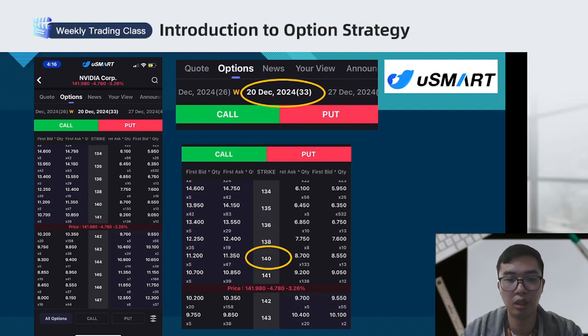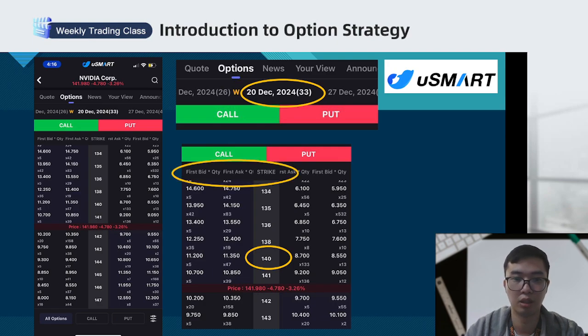So here we choose the 140 strike price, and above there you can see the first bid quantity and first ask quantity. So what is bid? Bid usually is a price you have to wait for. You have to wait for the seller to buy from you. You are the buyer, you are waiting for the price.